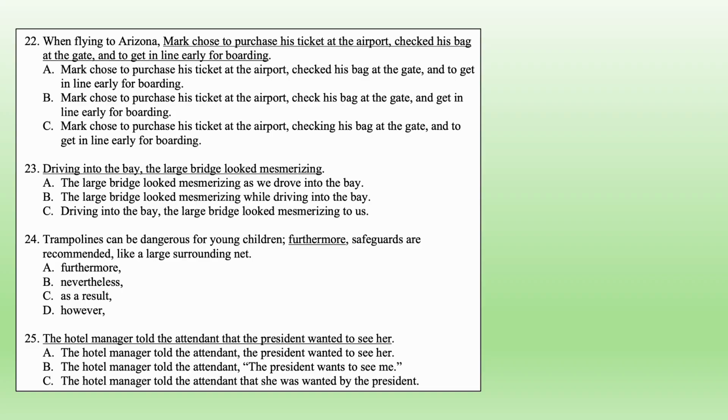And we're going to look at the last 4 in the study guide. These questions are a little different because you have to correct the version that is underlined. And number 22, "When flying to Arizona, Mark chose to purchase his ticket at the airport, checked his bag at the gate, and to get in line early for boarding."